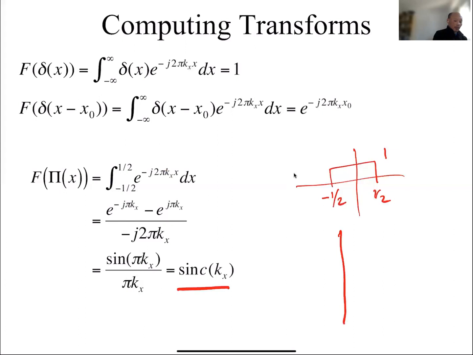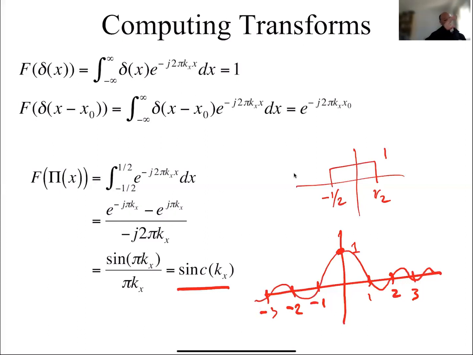And so it's useful to know what the properties are. Sinc of kx has zeros at all the integers except for zero. It has a value of one at zero. And it's basically going to have these decaying sinusoidal variations. And those ripples are going to die off, okay? So that's important to remember. Just remember the sinc function is one at the origin, it has zeros at all the integers, and then it is symmetric and ripples off on either side.